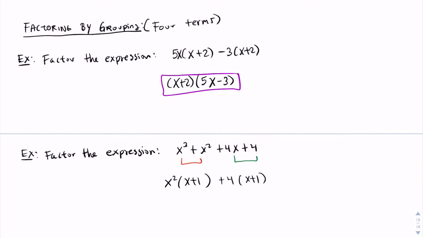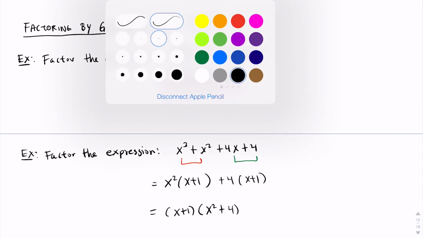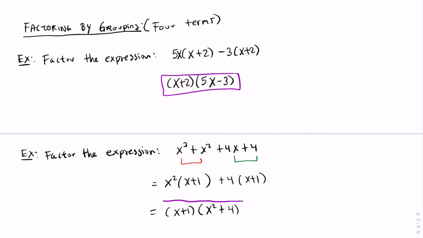What are you going to get when you do that? Say you factored out x plus 1. You're going to be left with x squared plus 4. And so this is how we're going to leave it now. We're going to leave our answer like this. They ask us to factor the expression, and we had 4 terms, and when we have 4 terms, we're going to group them into two groups, the first group and the second group, and we just group them like this.